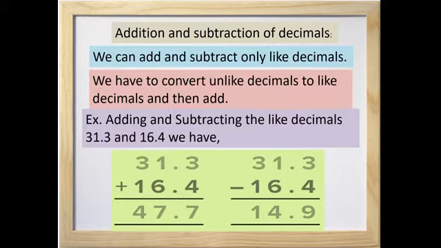Is it clear? And then we have to add the numbers like they are whole numbers. So let us add. So 3 plus 4 is equal to 7. Now bring this decimal point just below it. Then add 1 plus 6, that is equal to 7. Then 3 plus 1 is equal to 4. So the sum is given by 47.7.